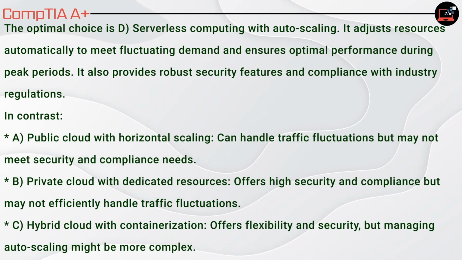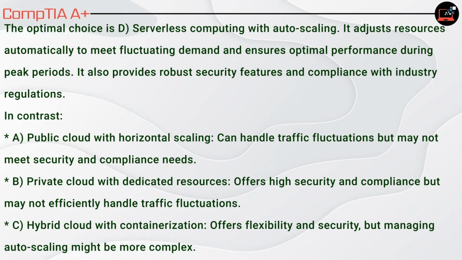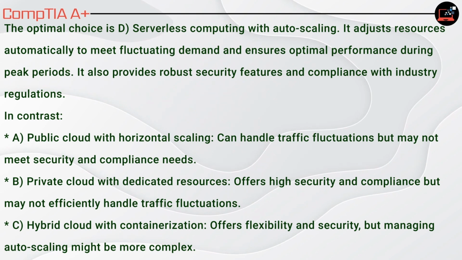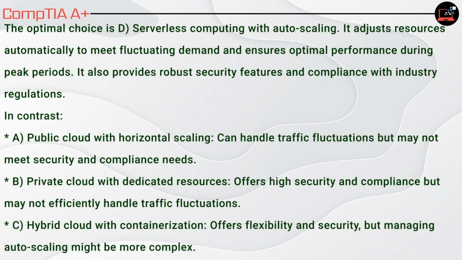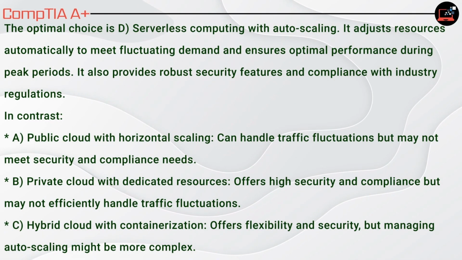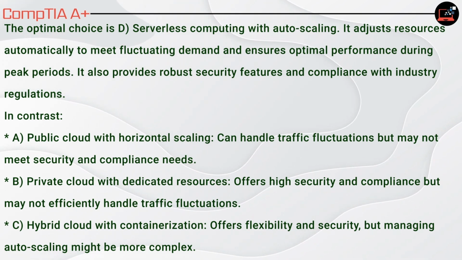In contrast, A. Public cloud with horizontal scaling can handle traffic fluctuations but may not meet security and compliance needs. B. Private cloud with dedicated resources offers high security and compliance but may not efficiently handle traffic fluctuations. C. Hybrid cloud with containerization offers flexibility and security, but managing auto-scaling might be more complex.